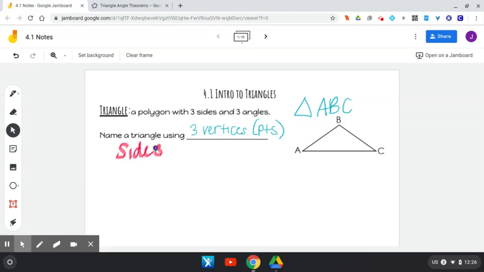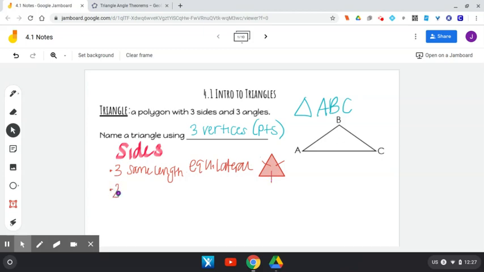So with three sides of a triangle, it could either have all three sides the same length, in which we call that an equilateral triangle. And that would look something like this. And what we could do is just add those little tick marks to the three sides to know that those three sides are equal.